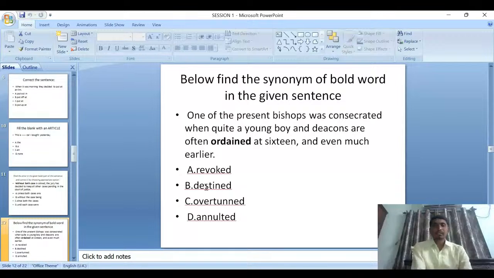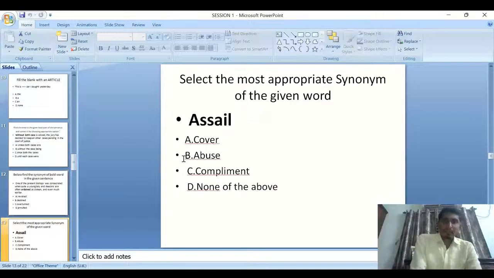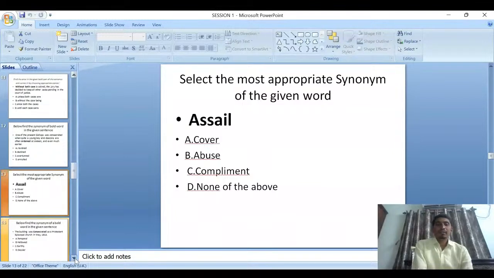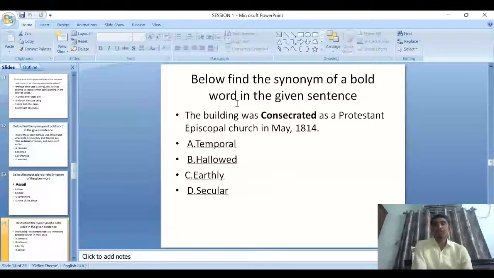Destined, which means predetermined or intended. Next, select the most appropriate synonym of the given word. So, asile, which means, do we go with complement? No, definitely no. So, asile means abuse. Asile means abuse.